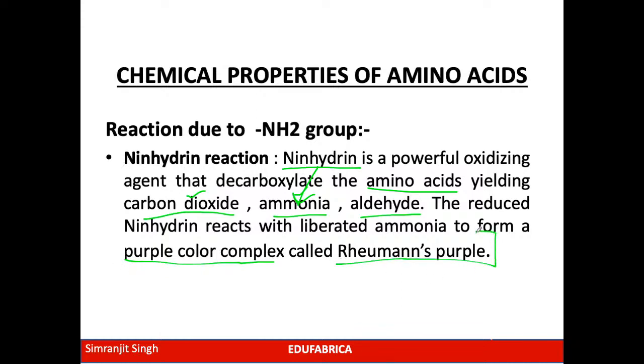So this is the confirmation whether amino acids are present or not in your mixture. If the purple color comes when you react with ninhydrin, that means it has broken down the amino acids into CO2, ammonia and aldehyde, and the reduced ninhydrin then reacts with the liberated ammonia to give a purple color, which is also known as Ruhemann's purple.